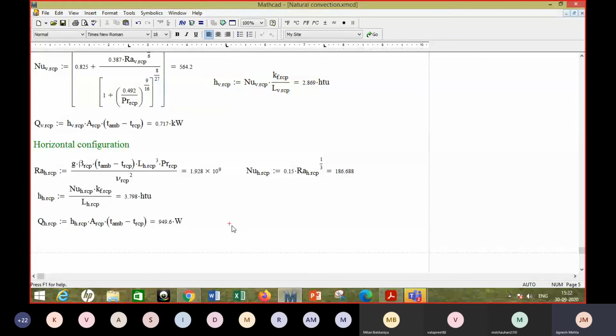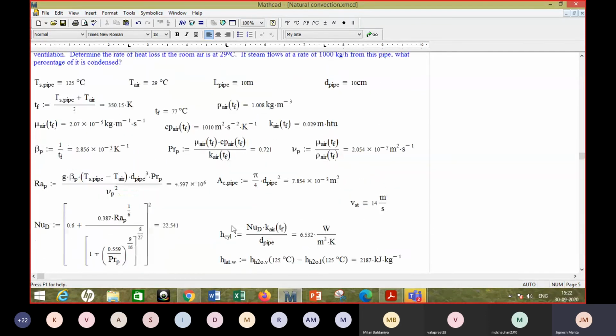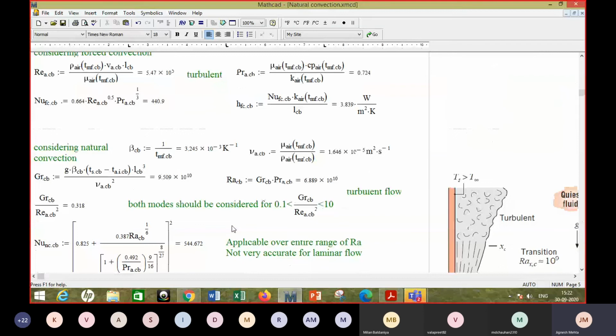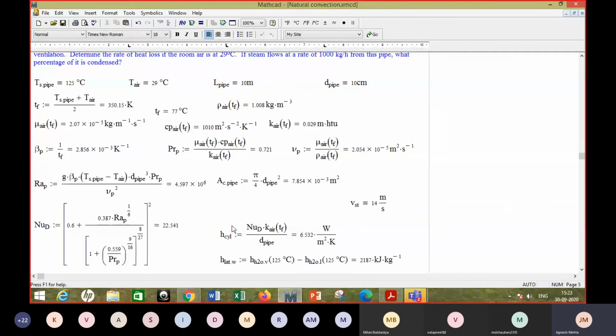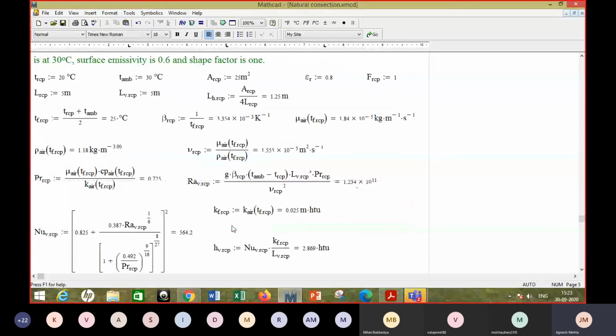So it may be recommended to keep it horizontal rather than vertical, right? This is a conclusion that you can draw from this example. So we did 2 examples on this natural convection. One was for a long cylinder and the other one was for a flat plate which may be kept in vertical fashion or in horizontal fashion, and we compared it.